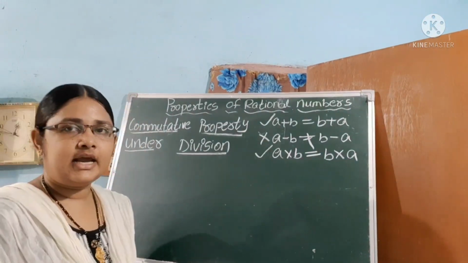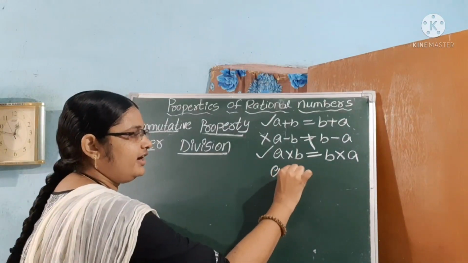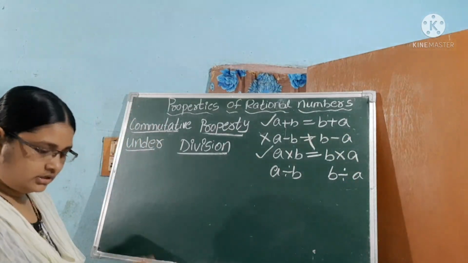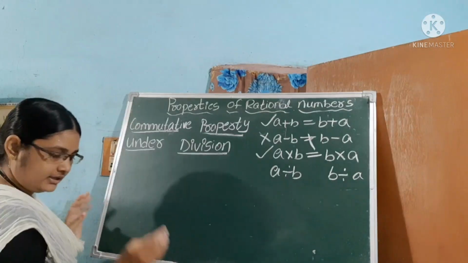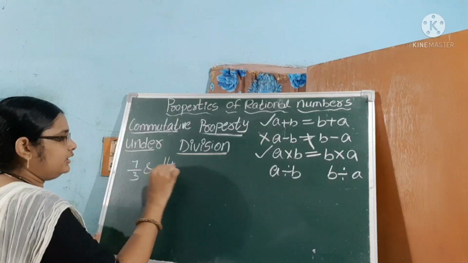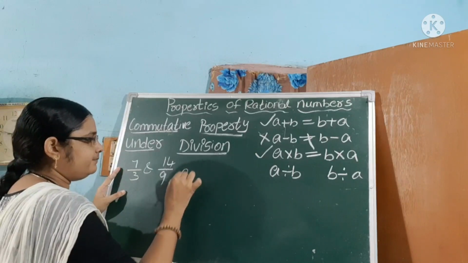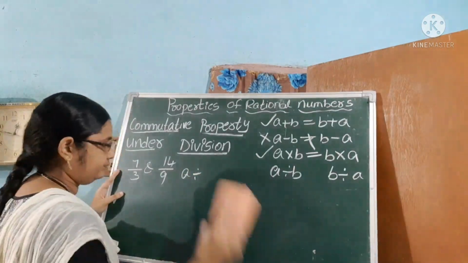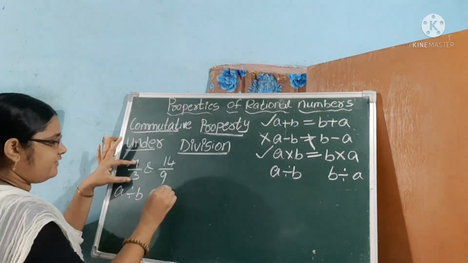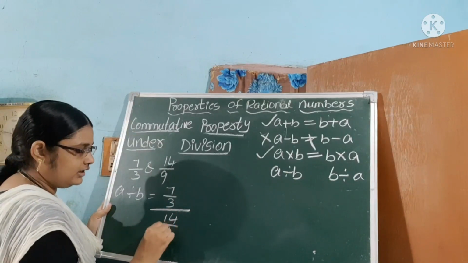And the last binary operation is division. So let us check if A divided by B is equal to B divided by A. Take any two rational numbers, 7 by 3 and 14 by 9. Your textbook examples only. So let us check the first LHS part, A divided by B. A value 7 by 3 whole divided by 14 by 9.